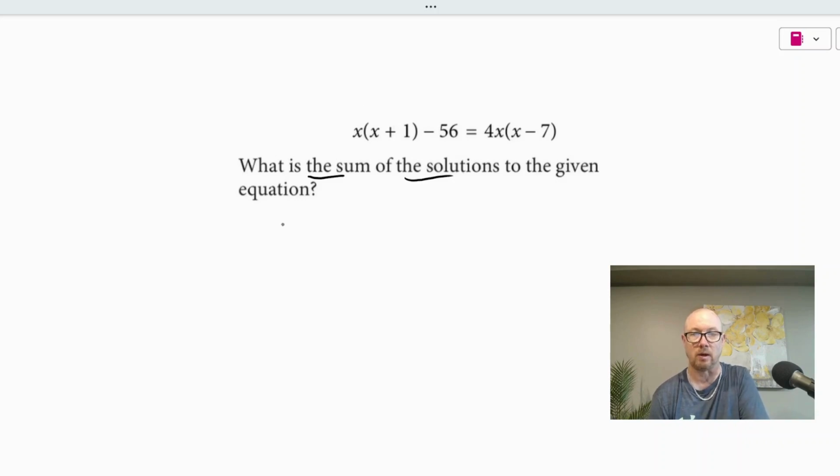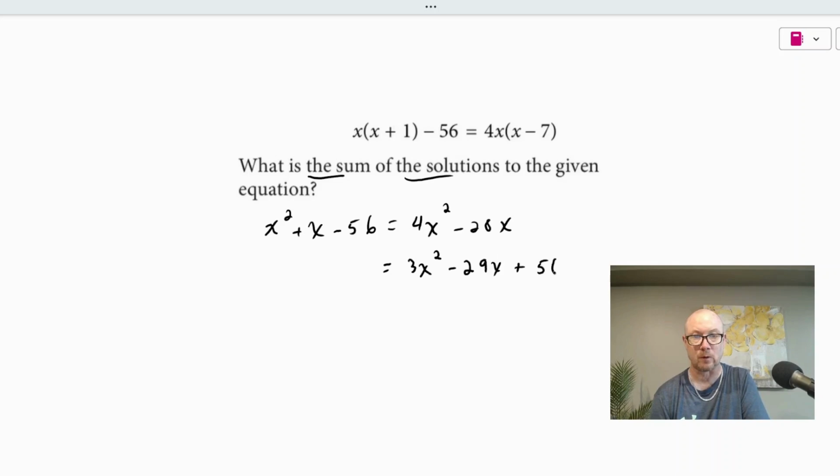So if I distribute the left side, I would get x squared plus x minus 56 equals 4x squared minus 28x. If I bring everything over, let's bring it over to the right side, I would get 3x squared minus 29x, and then I would get plus 56. So that's set equal to 0 now.